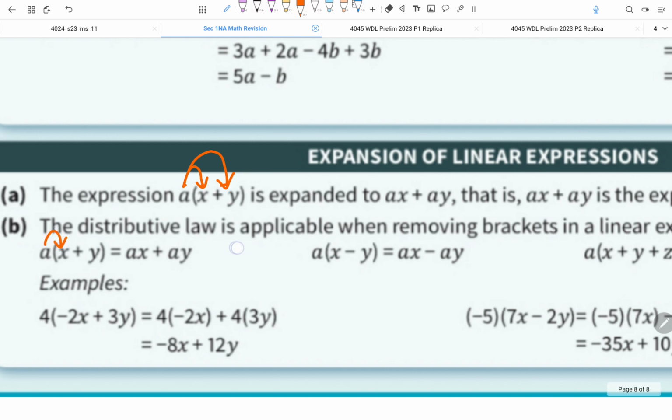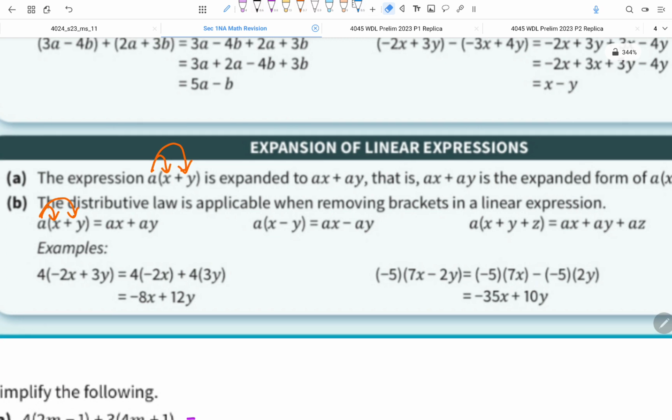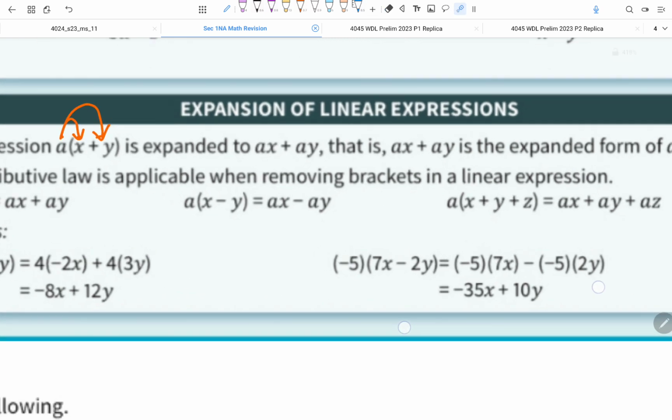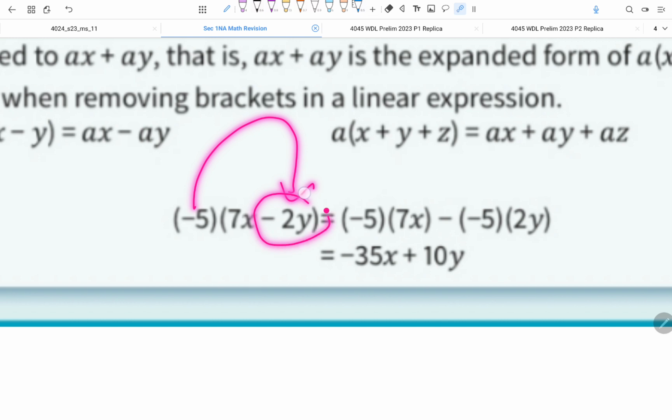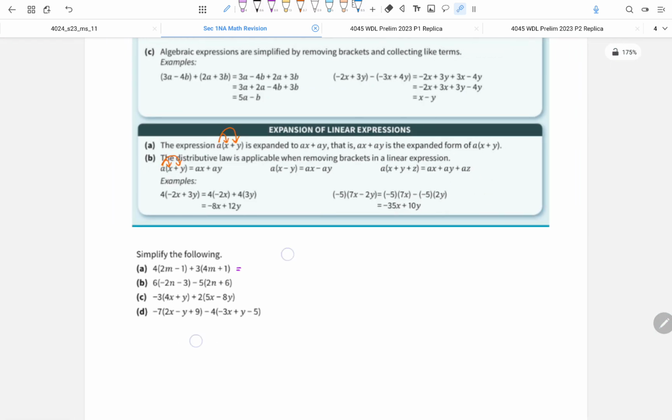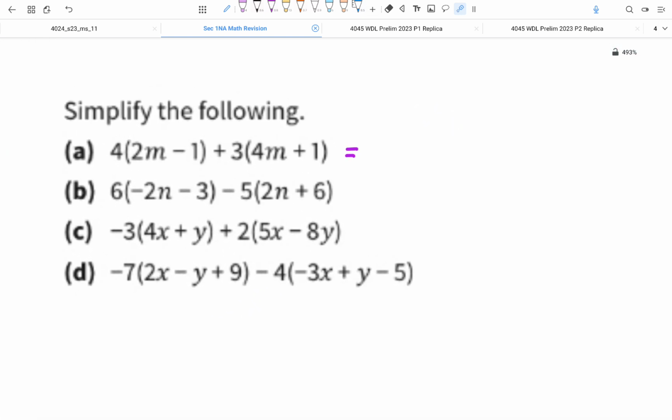Okay, so a times x is ax. A times positive y is positive ay. Now for minus signs, please be careful. Example will be this. Let's say you see a minus sign outside. Minus 5 times positive 7x is a negative 35x. Negative 5 times a negative 2y is a positive 10y. Can you please check using calculator? Now with that, we can answer these questions already.